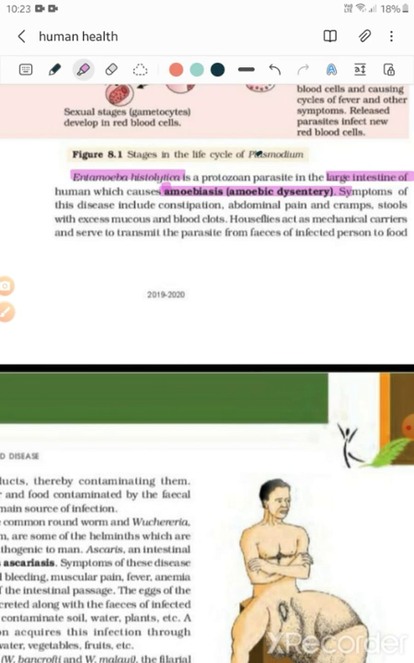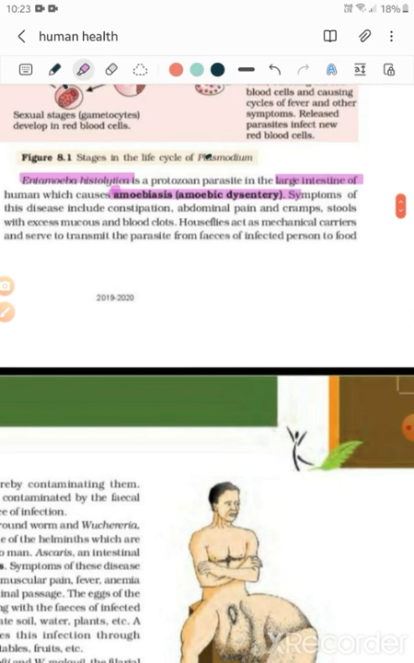Fine. And also we can differentiate between pneumonia and common cold. Pneumonia affects the alveoli of the lungs, whereas common cold affects not the lungs but the nose and the respiratory passage. Fine. So hope you understand how to differentiate while learning, right?